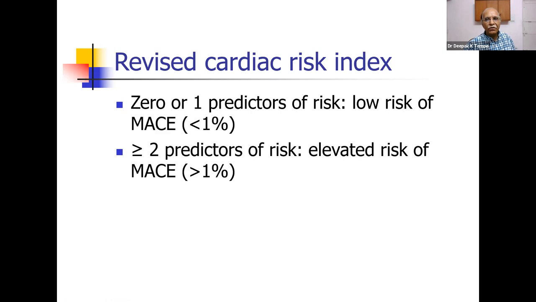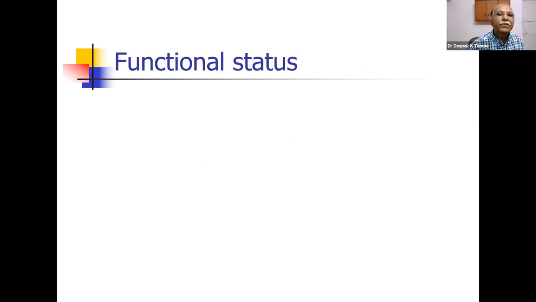The risk is less than 1% if there is no risk factor or only one risk factor, and more than one. Don't know how much more than one, whether it is 2, 5, 10, 50, 100, we don't know, but it is more than one. And in order to understand how much more than one, you may have to take into account certain other parameters of the patient, which I will discuss in the subsequent slides.